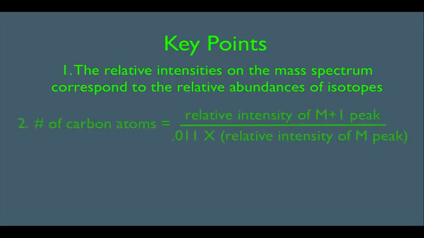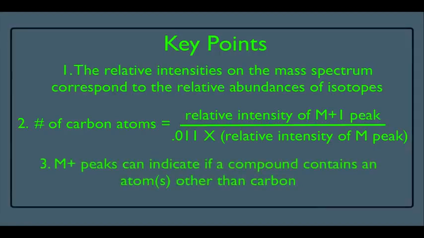We're also going to see that number two, there's a nice formula that works here, that we can calculate the number of carbon atoms in a sample by taking the relative intensity of an M+1 peak and dividing it by 0.011 times the relative intensity of just the plain molecular ion peak. And three, we're going to see here that M+ peaks or molecular ion peaks can indicate if a compound contains an atom or atoms other than carbon.